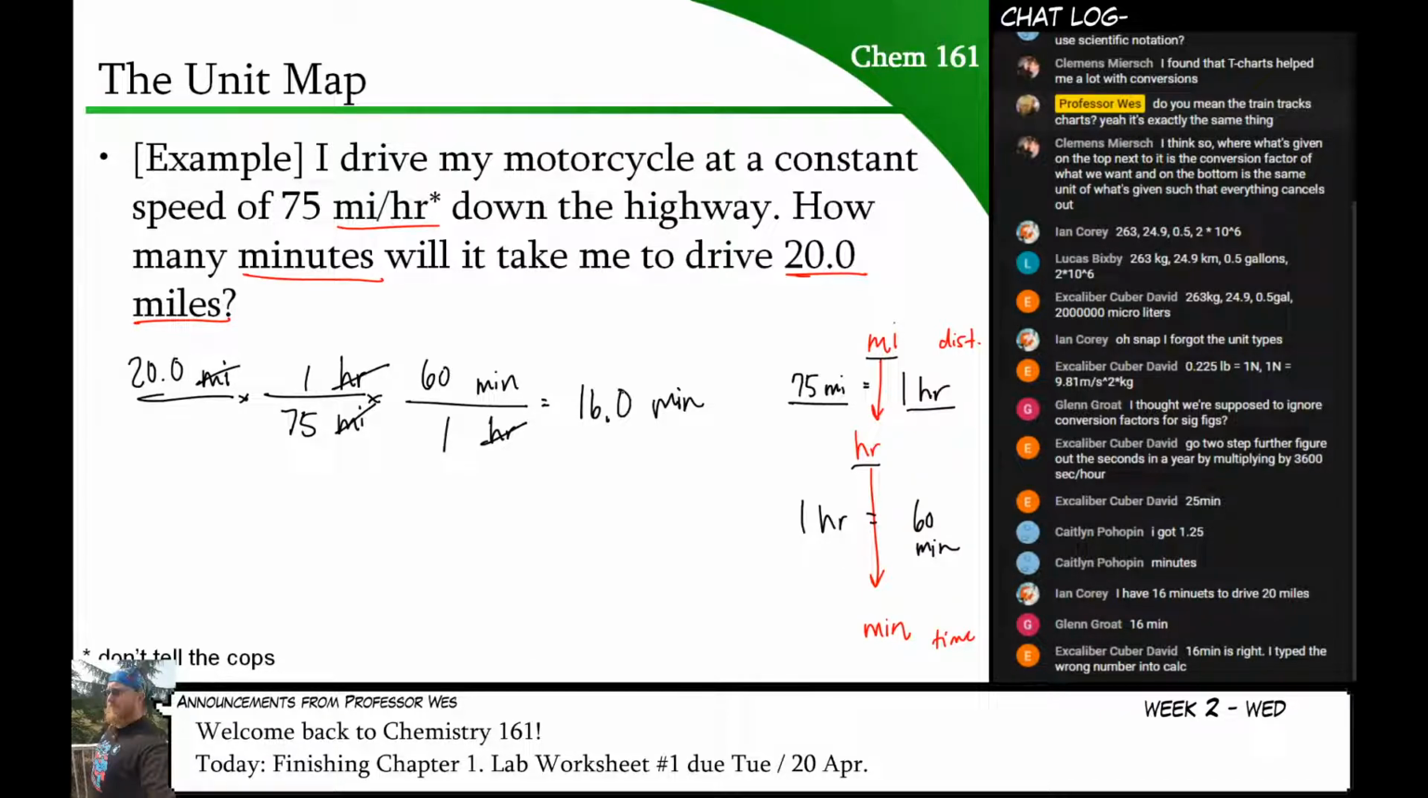And I get 16.0 minutes. But we now need to consider sig figs. How many sig figs does this have? It has 3. This number right here, however, has 2. This is infinite, this is infinite, this is infinite, because all the rest of this is counted. So, there's my answer. So, this is an instance where one of the numbers that was given to you as a conversion did affect your sig figs. So, again, you do have to be careful about it.